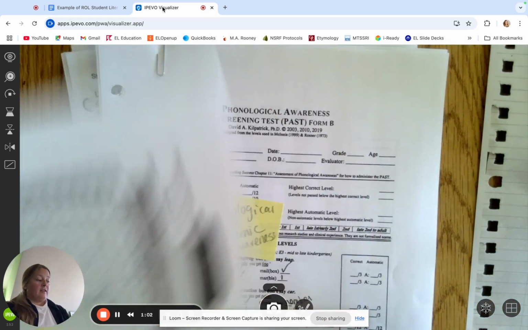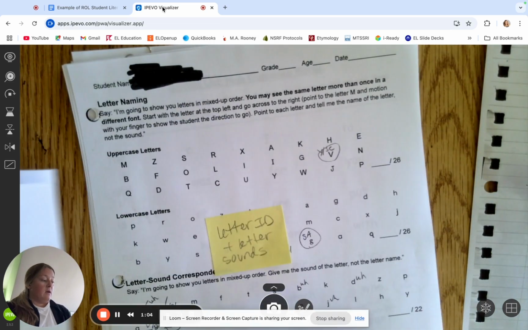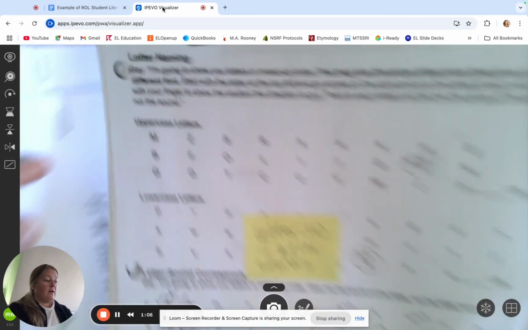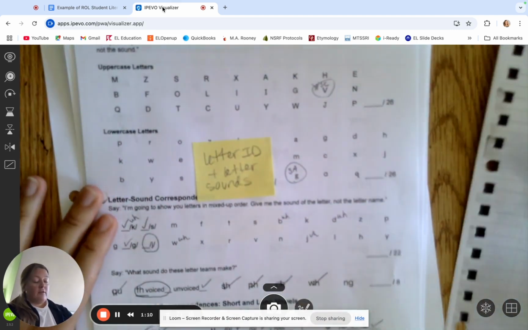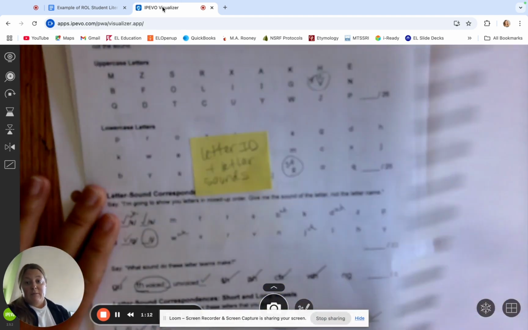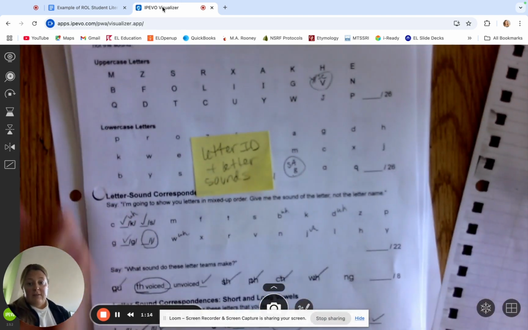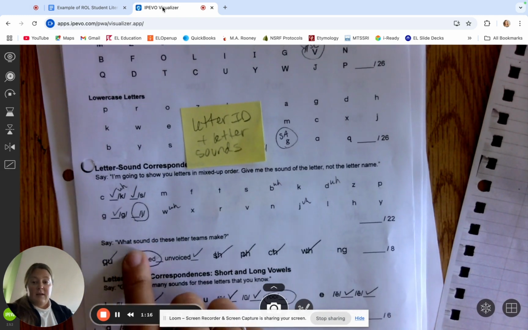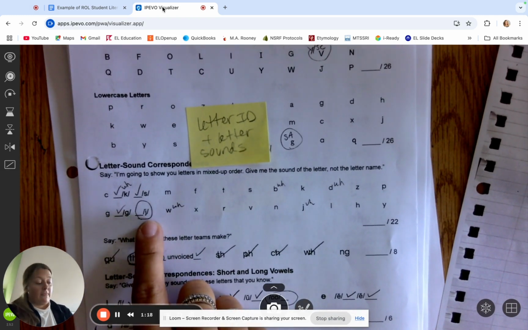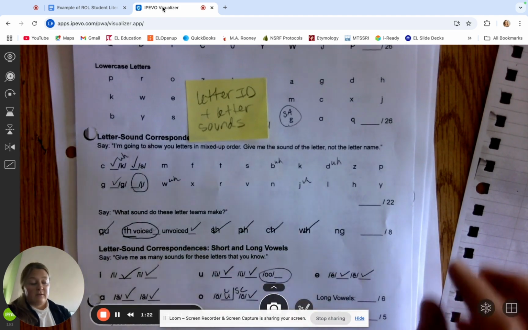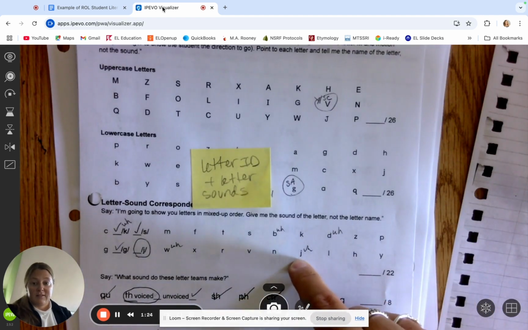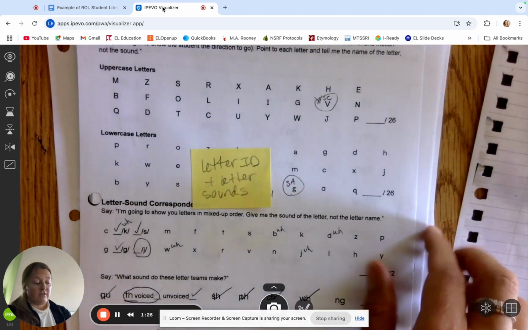I also assess the student's ability to identify letters when they're in front of them, which is separate from their ability to write them. So you might be able to identify letters, but not write them. And then I ask them to give the letter sounds. If you want to learn how to give this assessment, I have a separate video on that. This one is called the LILS, for letter identification, letter sound.